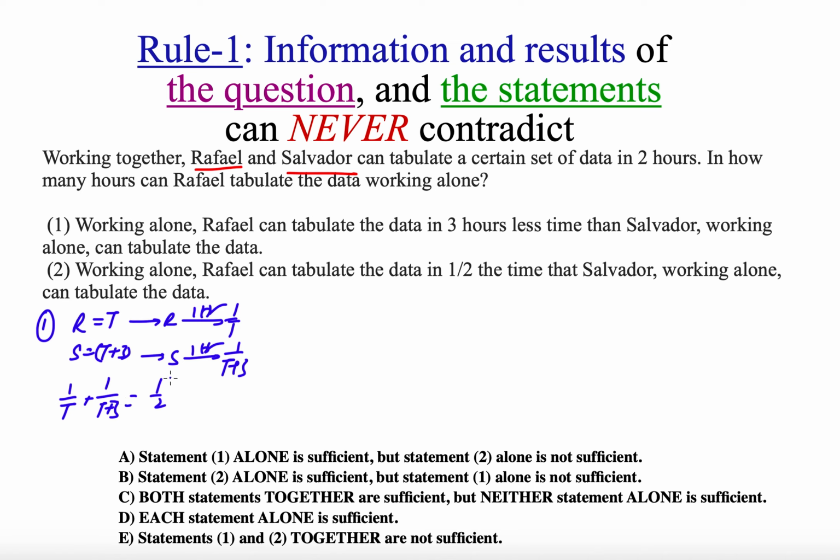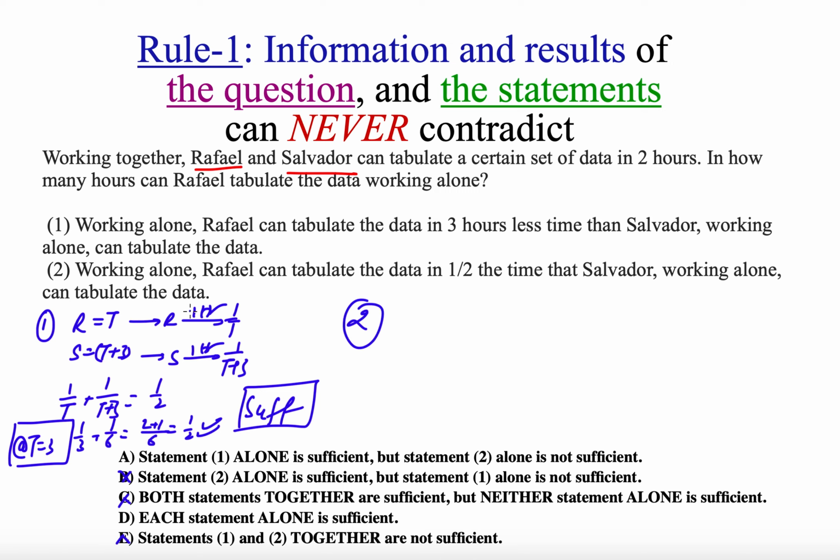Now we have to simplify this. Simplification of this gives us t equal to, let me just quickly check it up. If I take the value of t equal to 3, I get 1 upon 3 plus 1 upon 6. Yes, so at t equal to 3, we get 1 upon 3 plus 1 upon 6, which eventually becomes 2 plus 1 upon 6, that means 1 upon 2, satisfied. So we get t equal to 3. Now, we know the rate of Rafael as well as Salvador. That means the first statement alone is definitely sufficient to answer the question. Option B, C, and E can be eliminated.